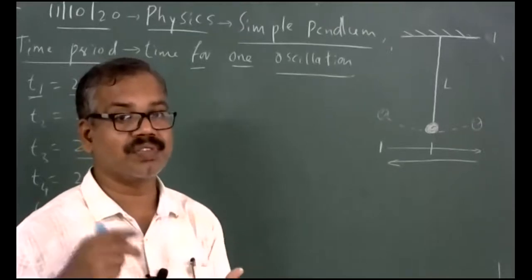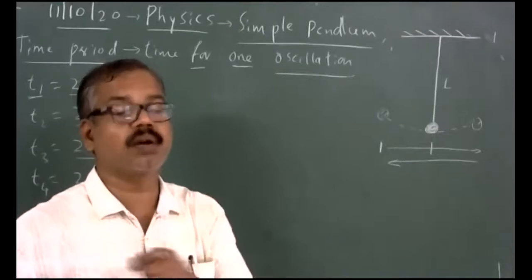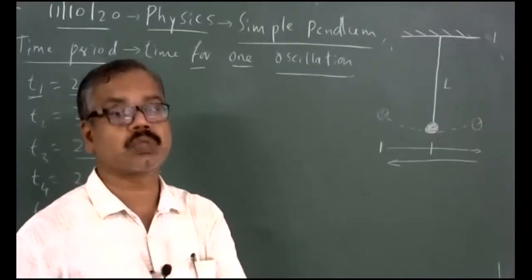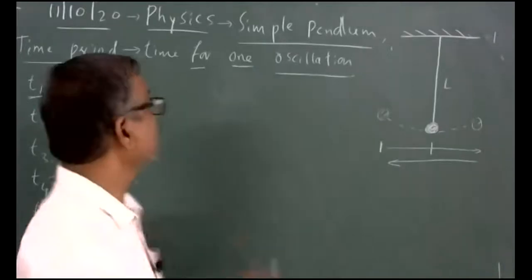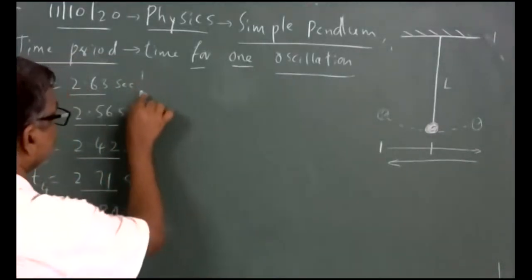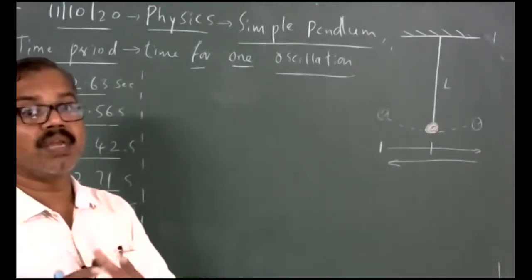Time period is a physical quantity, time is a physical quantity, second is a unit. When you do an experiment of measuring time, what are the errors associated? What is the absolute error? What is the relative error? What is the percentage error? Let me start with the first one. Before calculating absolute error, let me write what the mean time period is.